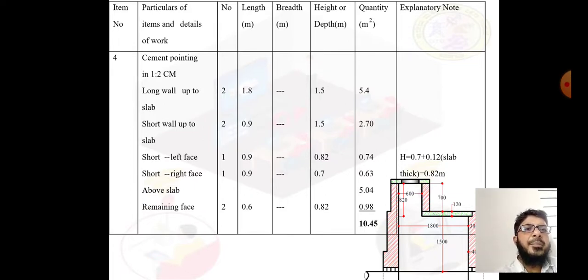Then above slab remaining faces 2, its width is 0.6 and its thickness 0.82. So this is nothing but a surface, complete surface area of the walls. So we got a total quantity as a 10.45 meter square.